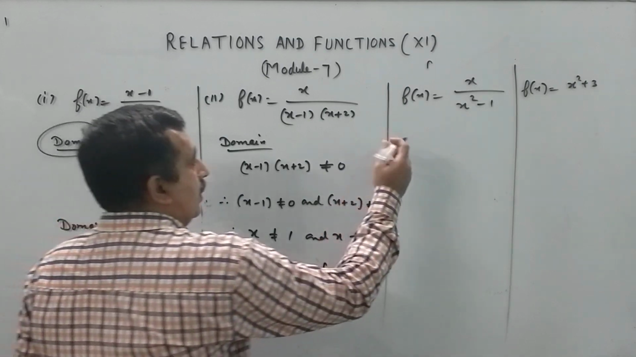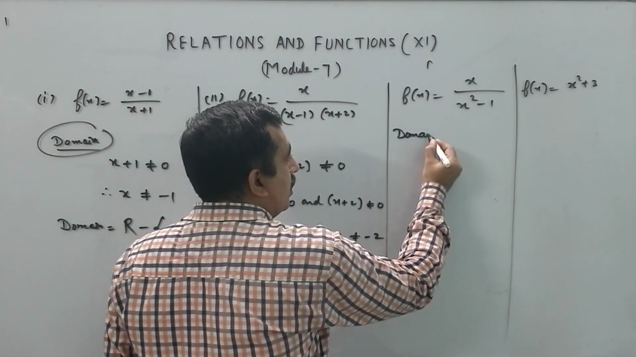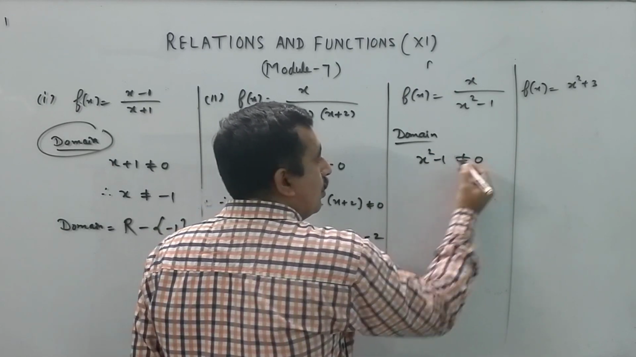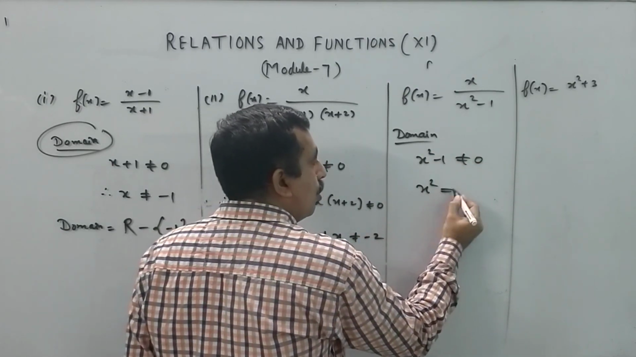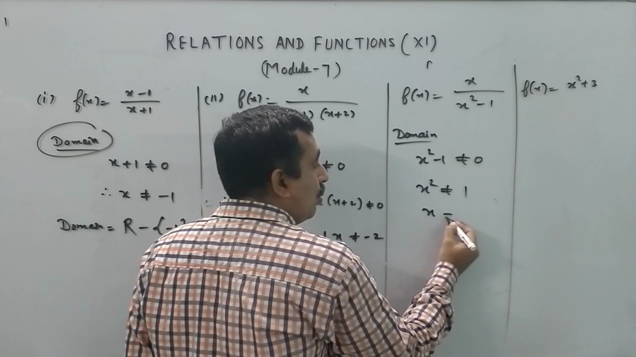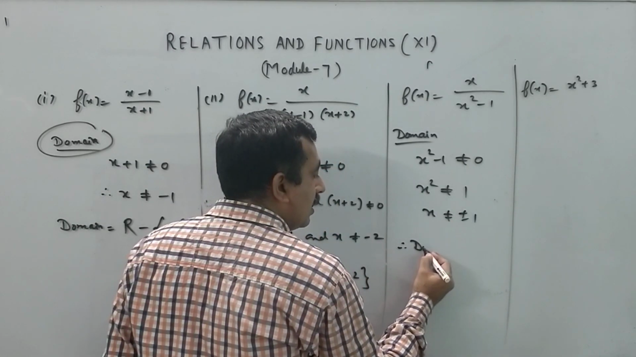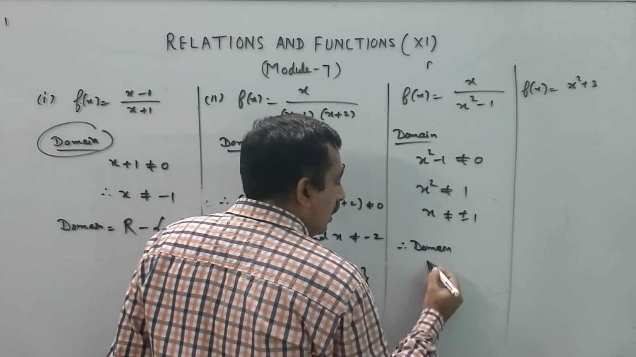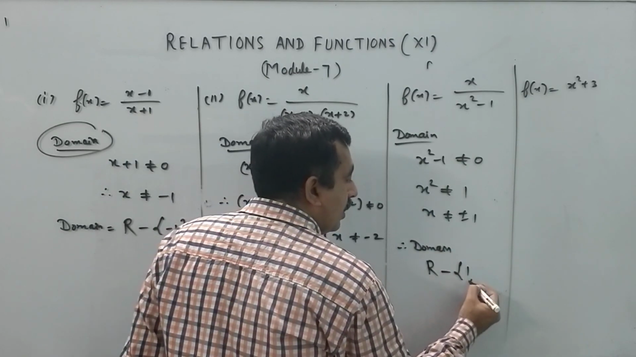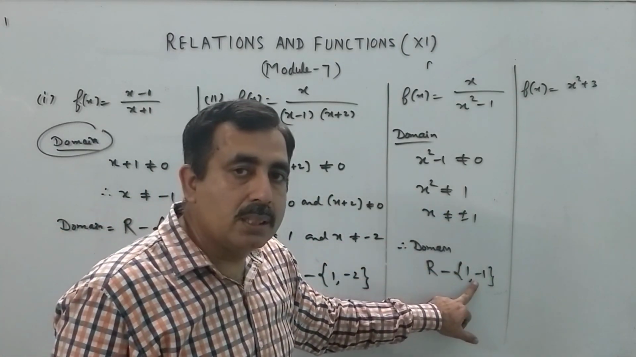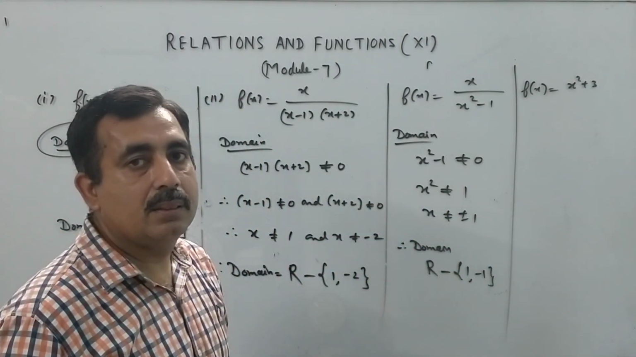Again, see. For this question, x square minus 1 should not be equal to 0. X square should not be equal to 1. X should not be equal to +1 and -1. And therefore, the domain is all numbers except 1 and -1. Except these two numbers, all are in the domain.